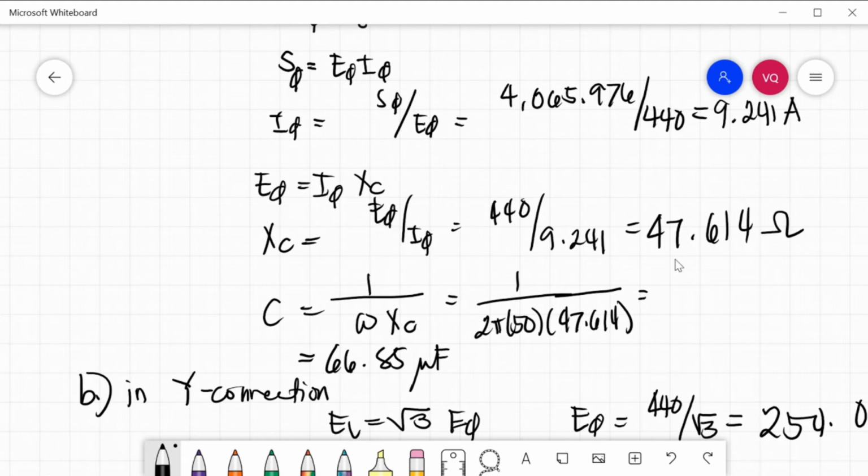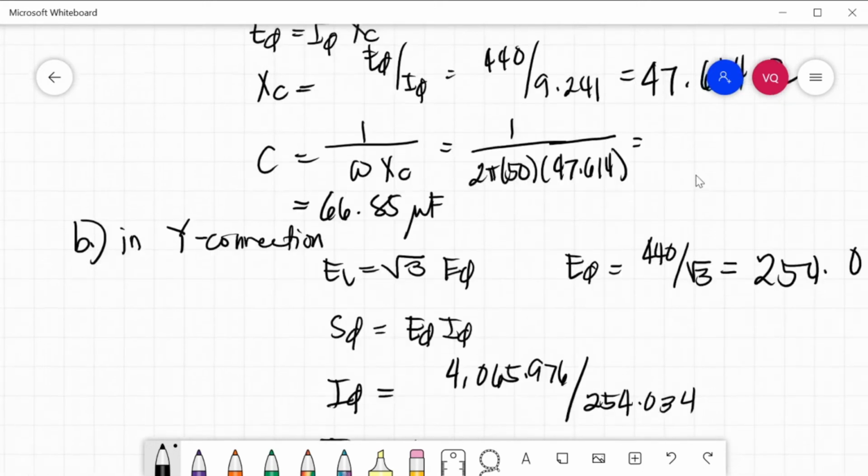Solving the value of capacitive reactance, XC, from Ohm's law, that is E phase divided by I phase, equal to 47.614 ohms. Solving now the required, which is the capacitance. C is equal to 1 over omega XC, equal to 66.85 microfarad. So that is for delta connection.